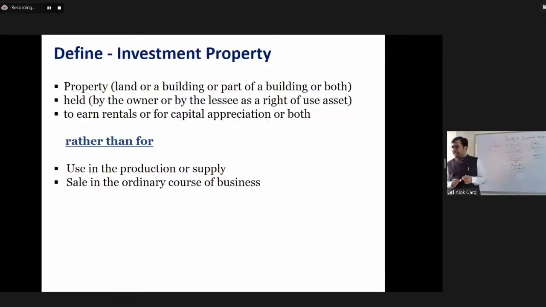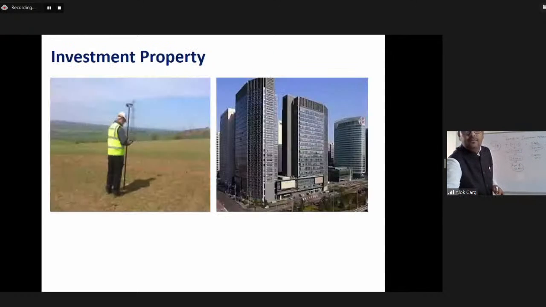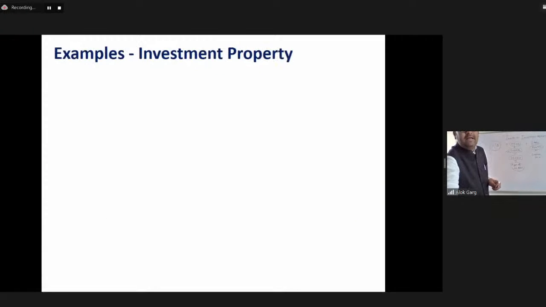So Purushottam, Ambika, I hope this answers your query. Shall I move ahead? Yes, Ambika, you're right. So I have taken an asset for lease and I'm using that asset for sublease. Is it clear? Okay, let's move on. So I've just pasted two pictures for this investment property. Now, what are the examples of investment property? What could be the example of investment property?